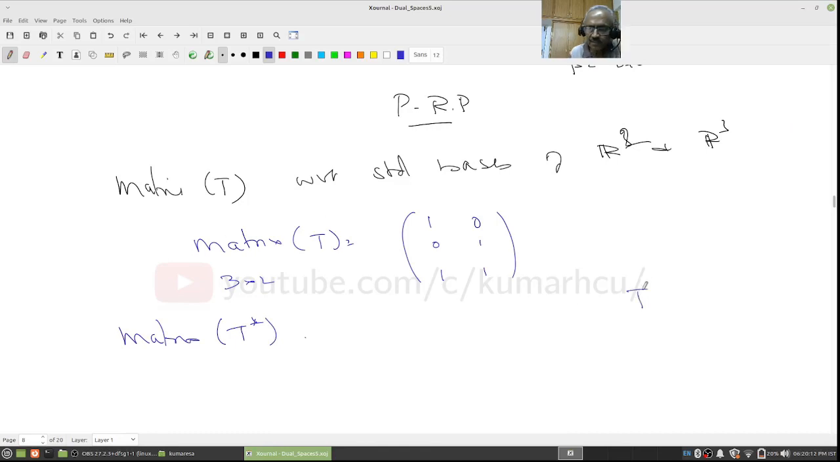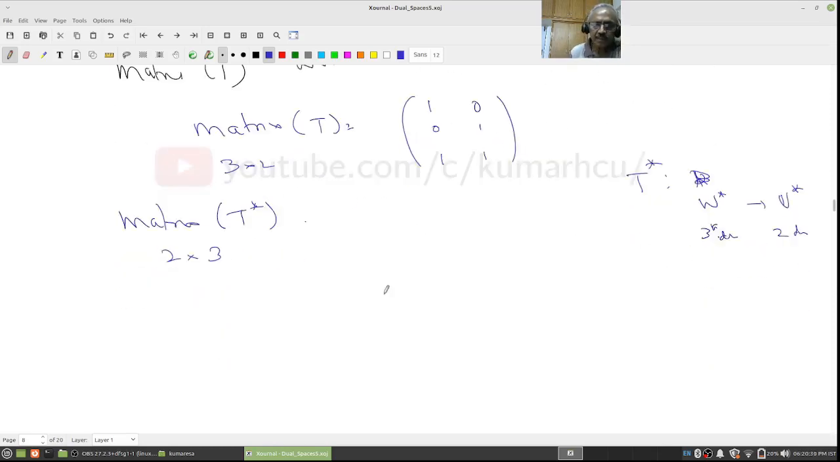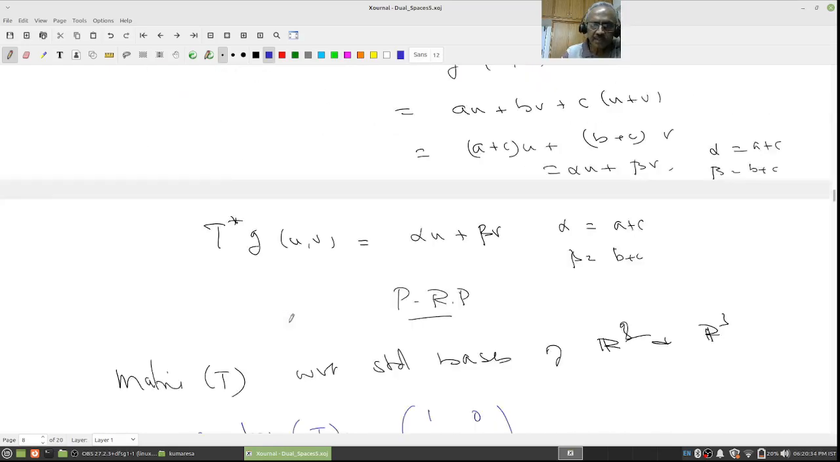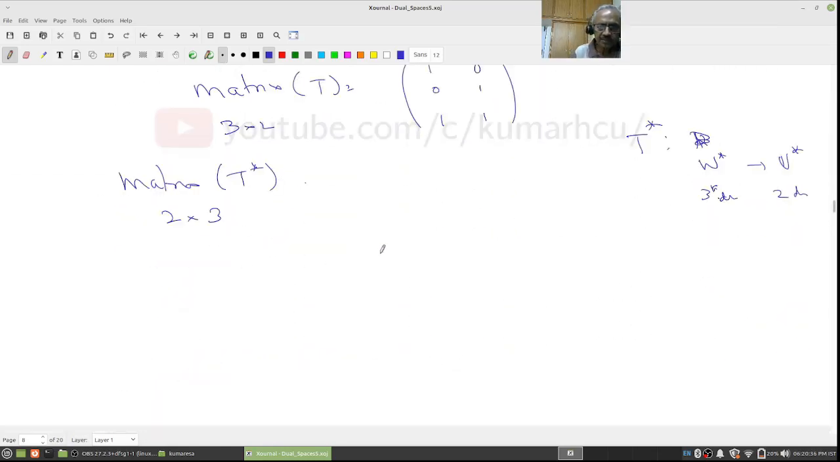And T star is a map from where to where? From W star to V star, where this is 3 dimensional and this is 2 dimensional. Therefore it should be a matrix of size 2 cross 3. Let us find out. There are 2 ways of doing it. Let us look at that. Just to make sure, pause, review, proceed.